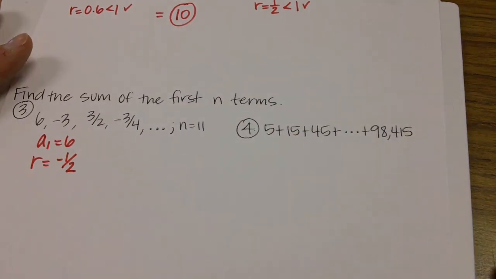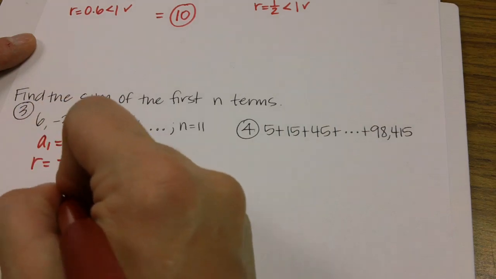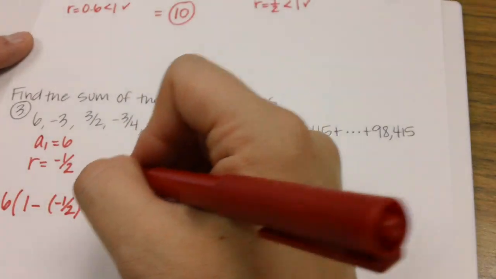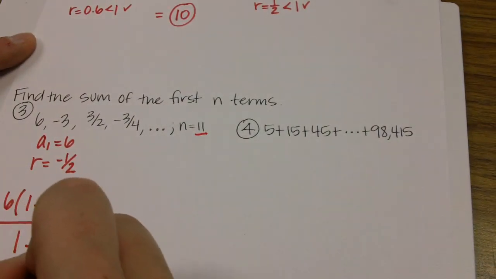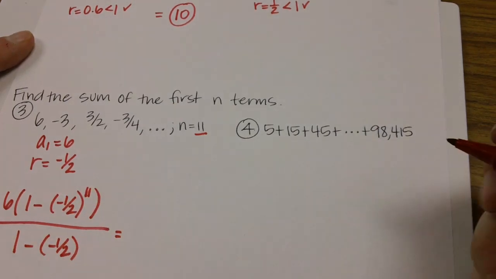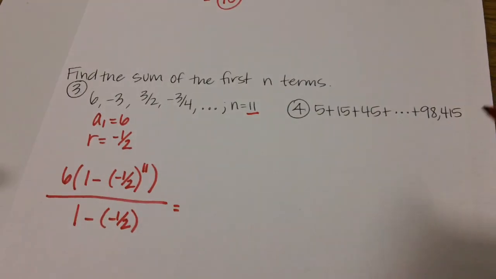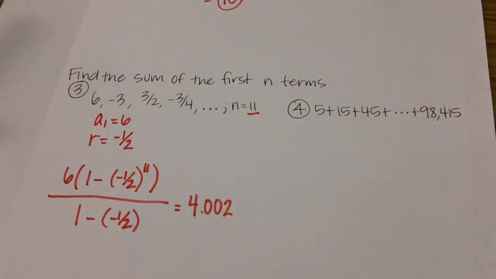Okay? So now that we know that, we're just going to simply plug it into our finite geometric series summation. Okay? So we're going to take our first term, 6, and multiply it by 1 minus our common ratio of -1/2. And we want to find the first 11 terms, so we're going to take that to the 11th power, and then we're going to divide that by 1 minus r. Okay? Once you have determined where your values go, then you just plug it into your calculator and you should get 4.002. Remember, we always round to 3 decimals.